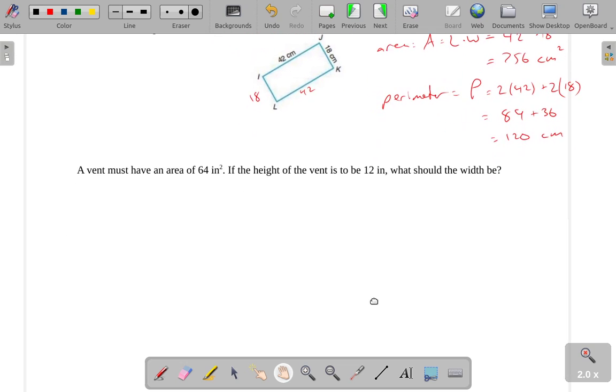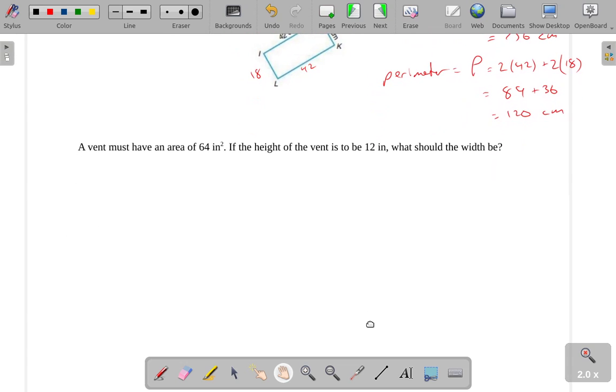All right, a vent must have an area of 64 square inches. If the height of the vent is to be 12 inches, what should the width be? Well, the area, we know, is equal to the length times width. I guess it doesn't say it here, but I'm going to assume this is a rectangle. So a rectangular vent has an area of 64 square inches. I say it's a rectangle because that's the examples we were just doing.